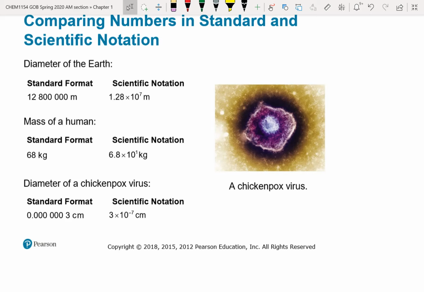If we take our decimal point, we move it 1, 2, 3, 4, 5, 6, 7 places. And that's where 7 comes from. And then similarly with the 12,800,000, we don't see a decimal point, so it's understood to be at the end. And we move it 1, 2, 3, 4, 5, 6, 7 places to the left, and there's your exponent. Positive exponent means it's a big number.